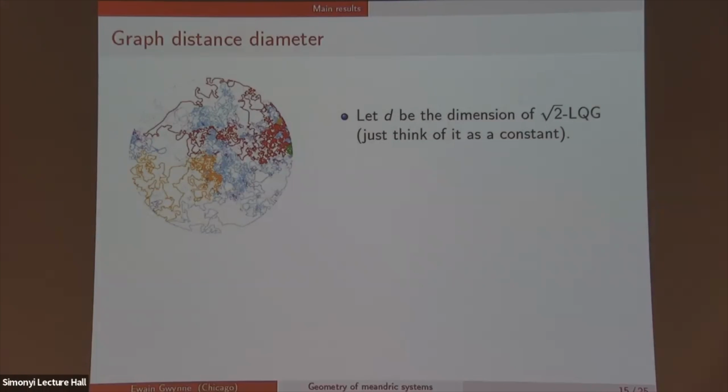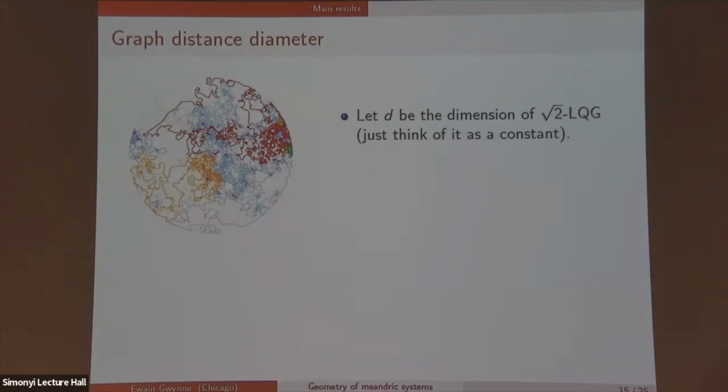Okay, so the first result that I want to present can be thought of as a statement to the effect that the uniform meandric system admits macroscopic loops. In order to state this precisely, I need to formulate exactly what we mean by macroscopic. For that purpose, it's convenient to have in mind a particular number associated with meandric systems, or equivalently with square root of 2 Liouville quantum gravity, which is the Hausdorff dimension of the square root of 2 Liouville quantum gravity metric space, and which we're going to denote by D.